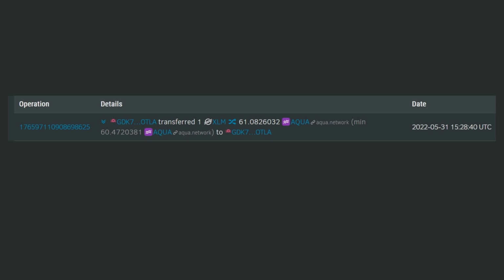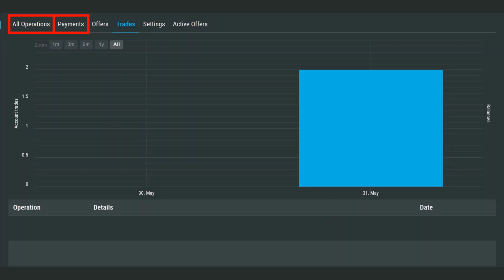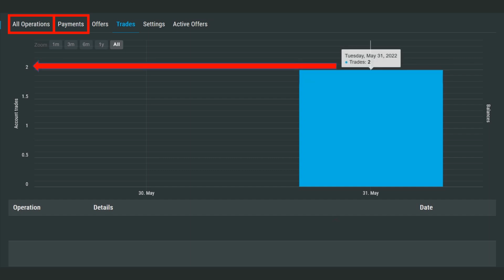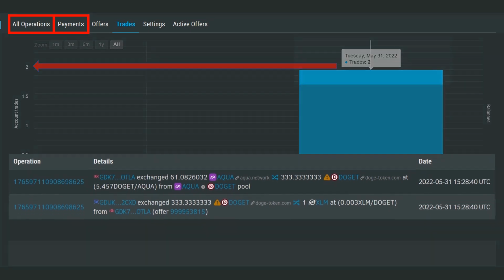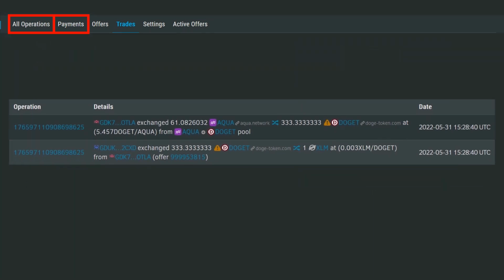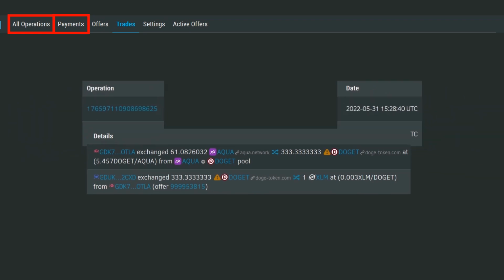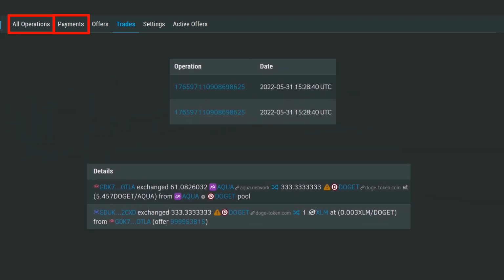So let's have a look in the Trades tab. Again, if we hover the mouse, we can see that we have made two trades. And here they are at the bottom. There's a lot of information in these two boxes about the trade, so let's make it a bit bigger. And then let's break it down. Now we can start to understand exactly what's happened.